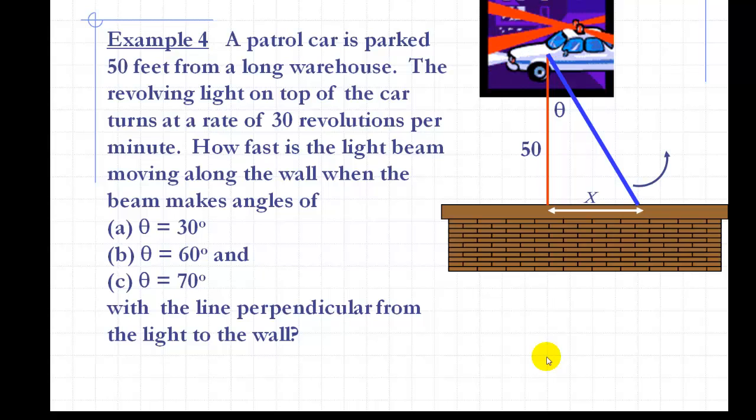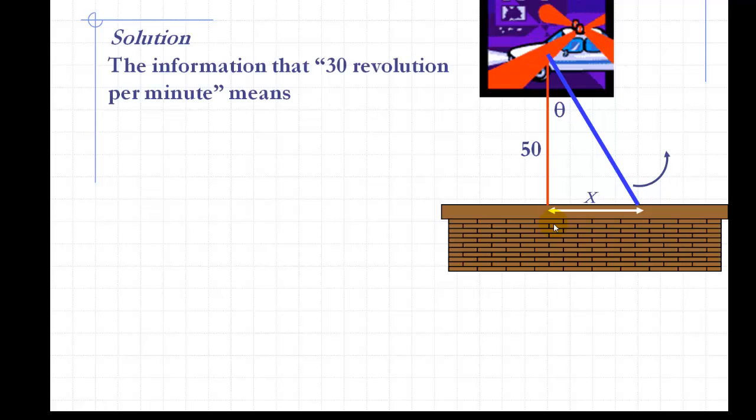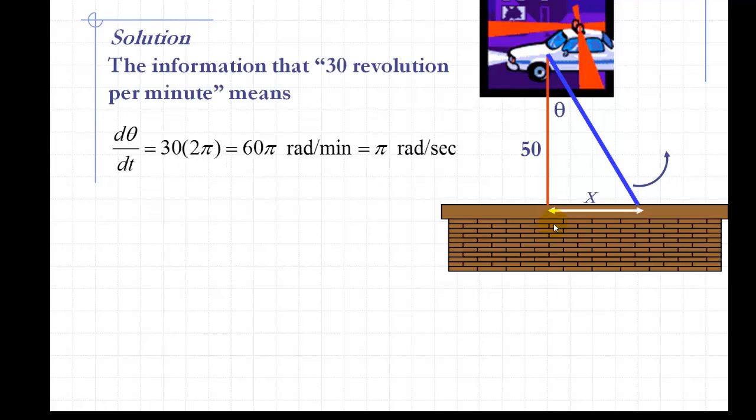Now, drawing a picture is essential here to get an idea of what's going on. And it's that angle theta that's changing from 30 degrees up to 60 degrees and eventually to 70 degrees. 30 revolutions per minute means that d theta/dt is equal to 30 times 2 pi, or 60 pi radians per minute. Another way to write that is pi radians per second.